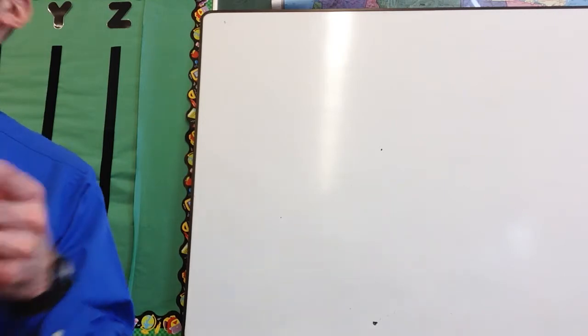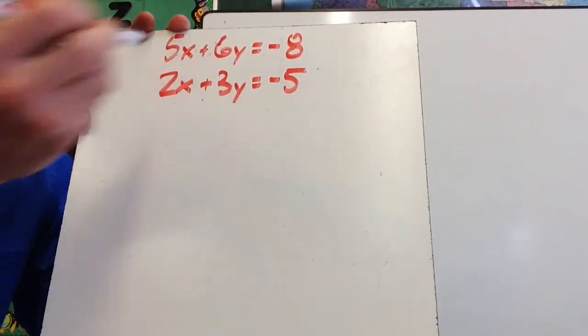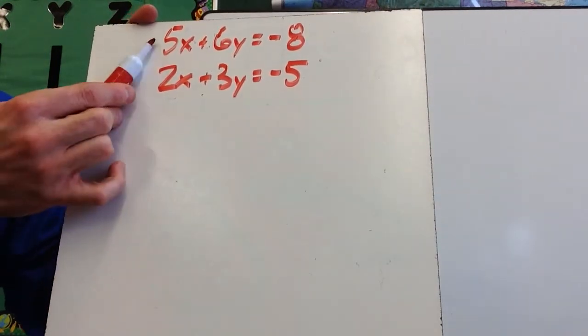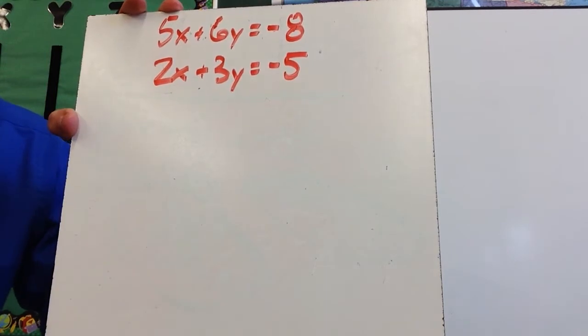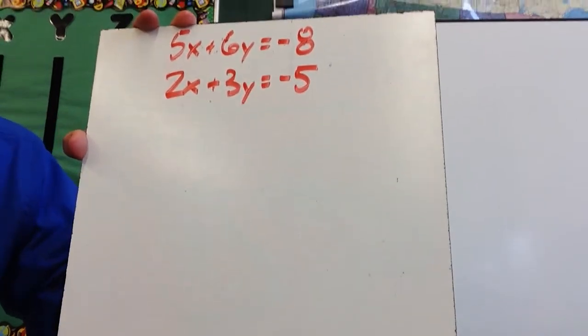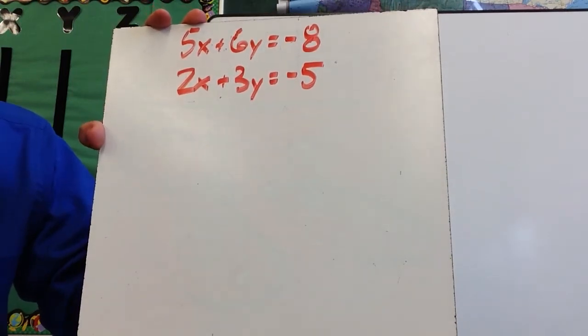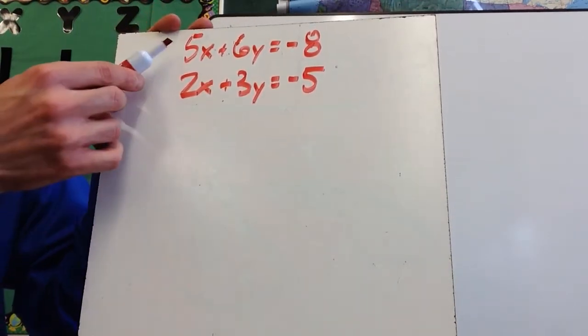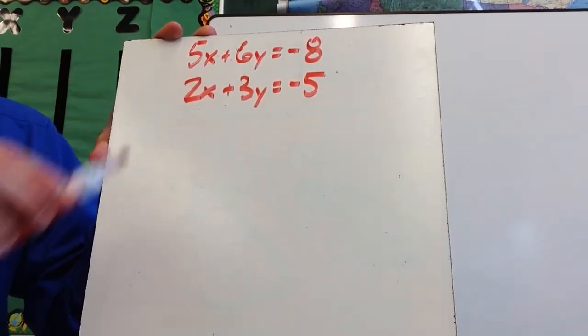So, same idea, we need to get rid of one of the two variables. Sorry, it's a 6. As you can see, 5, 2, 6, 3, none of them are the same, none of them are the opposite. So in order for us to solve this, I need to either get them to be the same or the opposite. So what I can do is multiply something to either the top equation or the bottom equation so that they're the same.